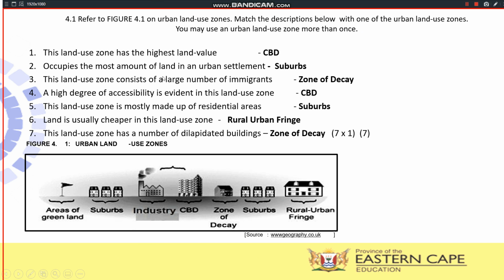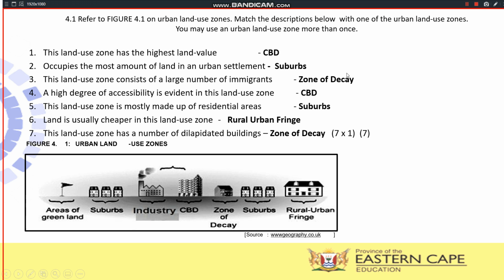It says there, the land use zone that has the highest land value. Which is that land use? What is that land use zone? It's the CBD, the Central Business District, that has the highest land value. It occupies the most amount of land in an urban settlement. It is the suburbs, with people of the residential areas. This land use zone consists of a large number of immigrants.